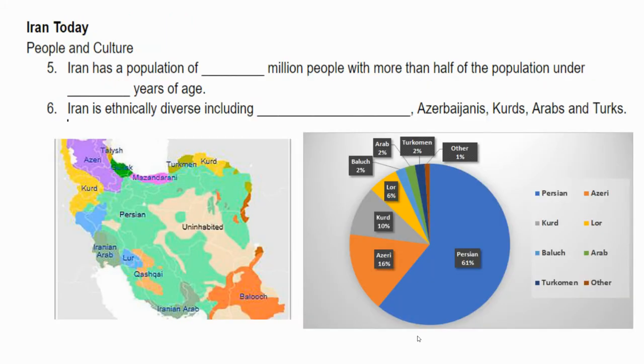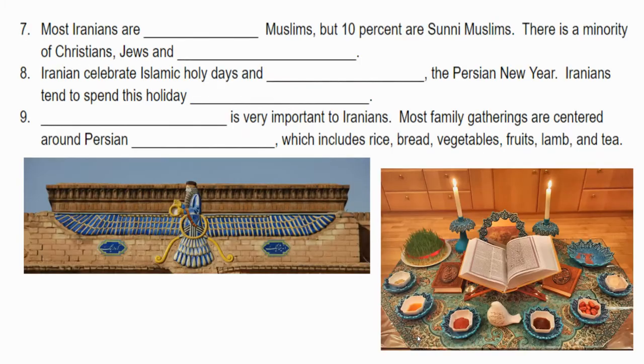Today in Iran, Iran has a population of roughly 68 million people, and more than half of the population is under the age of 30. So it's a very young nation in that regard. Iran is ethnically diverse, and it does include people who kind of call themselves Persians. In the north, you might see some people that have ties to Azerbaijan. You have Kurds, you have Arabs, and you also have Turks. That kind of rounds up the ethnic diversity.